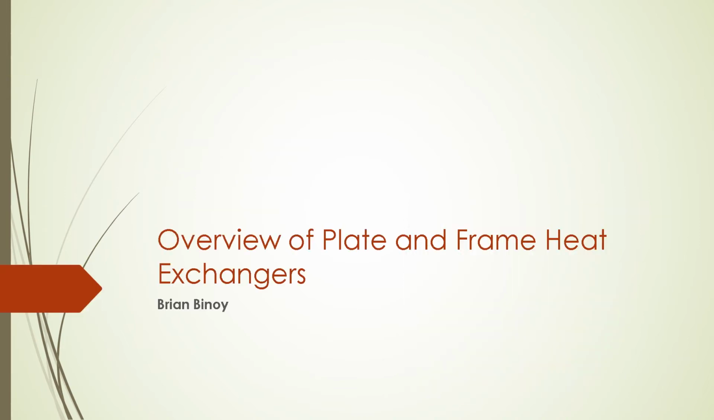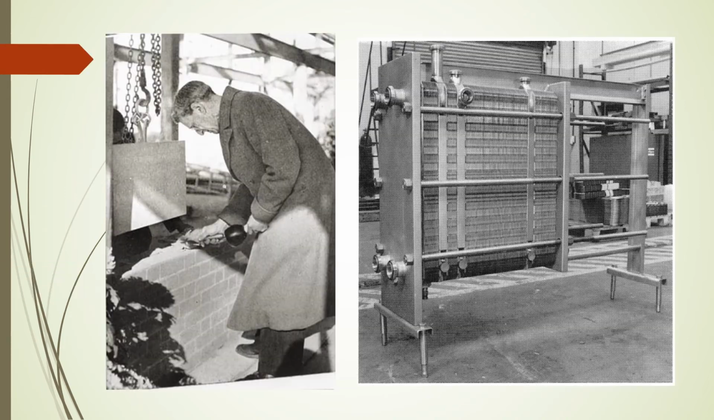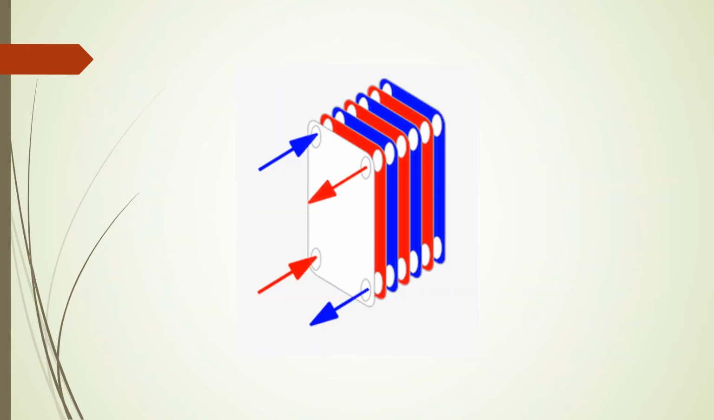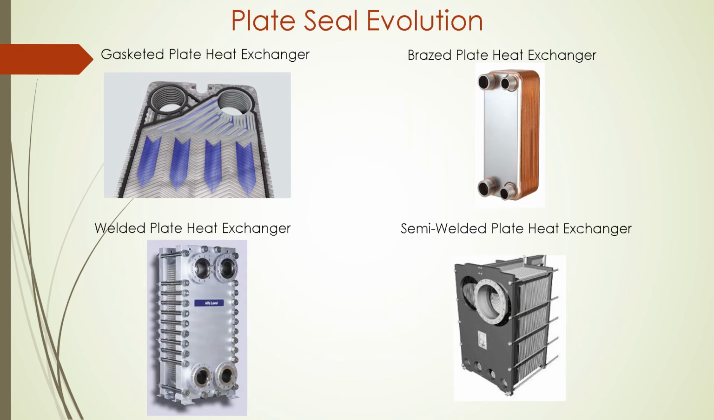Overview of plate and frame heat exchangers. The plate and frame heat exchanger was invented in 1923 by Dr. Richard Seligman. Plate and frame heat exchangers are made of corrugated plates on a frame. Hot and cold fluids flow countercurrently within the exchanger. The hot fluid flows down one plate while the cold fluid flows up the other plate.